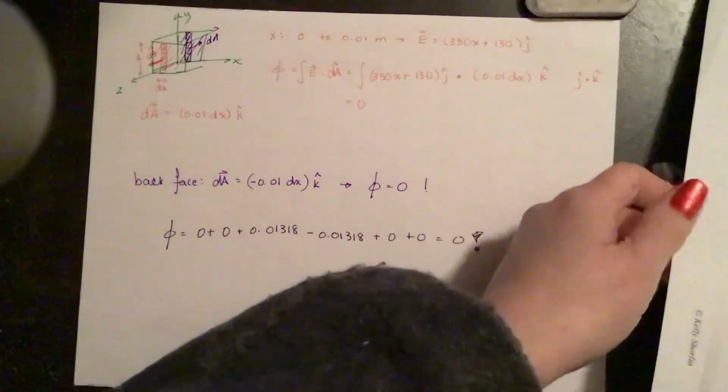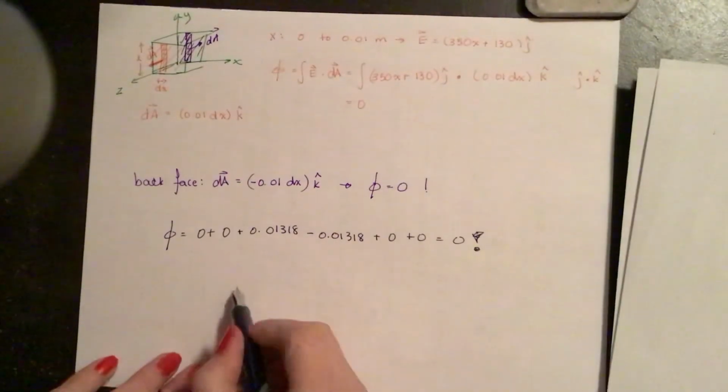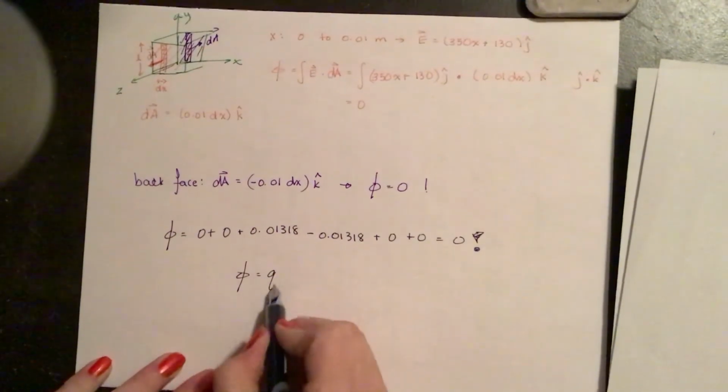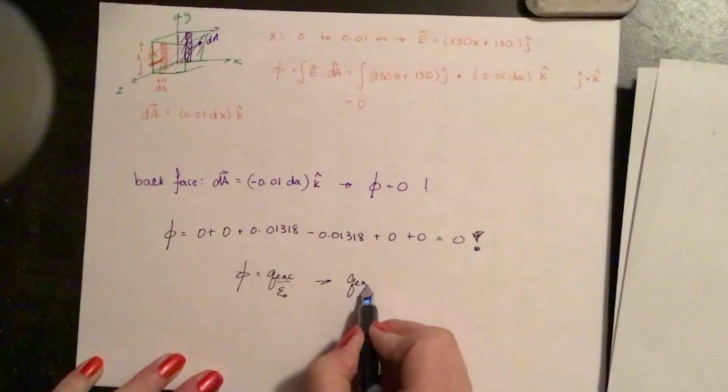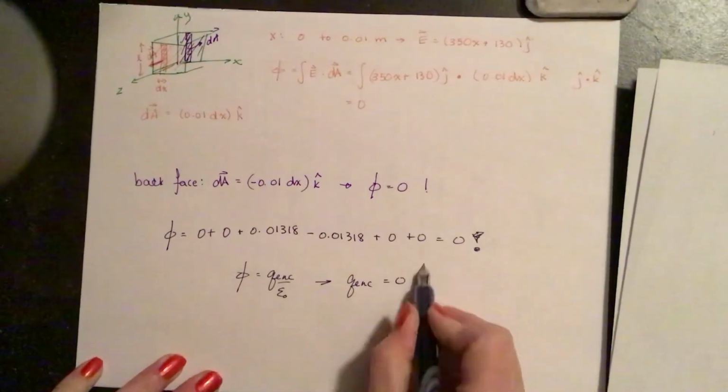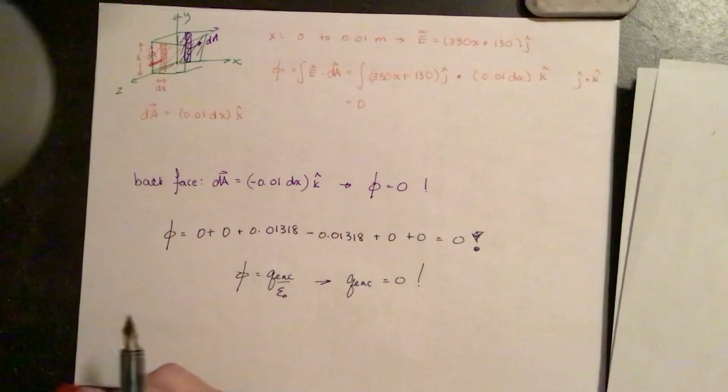Okay, what was the last question? What is the charge inside the box? If we remember that net electric flux equals Q enclosed over epsilon naught, that tells us Q enclosed is flux times epsilon naught, which equals 0. There can't be any charge at all inside that box.